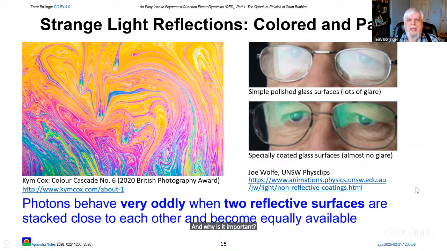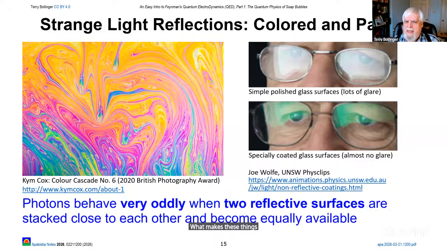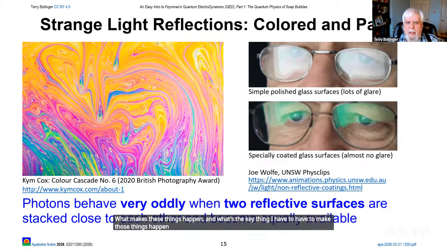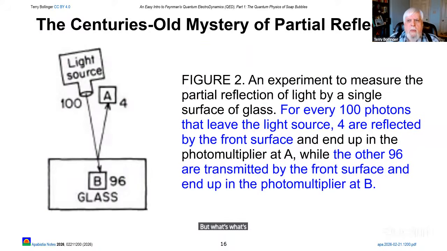And I love this because that seems like such a simple question. Okay, what makes these things happen? And what's the key thing I have to do to make those things happen? And it turns out to be nothing more than two reflective surfaces close to each other. That's pretty simple. There's not a whole lot to that. But what's going on with this?